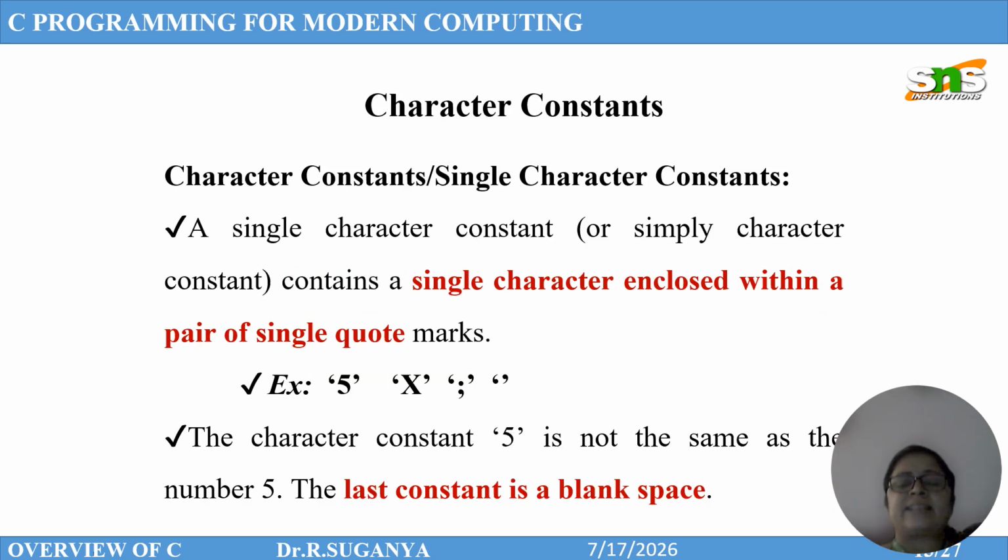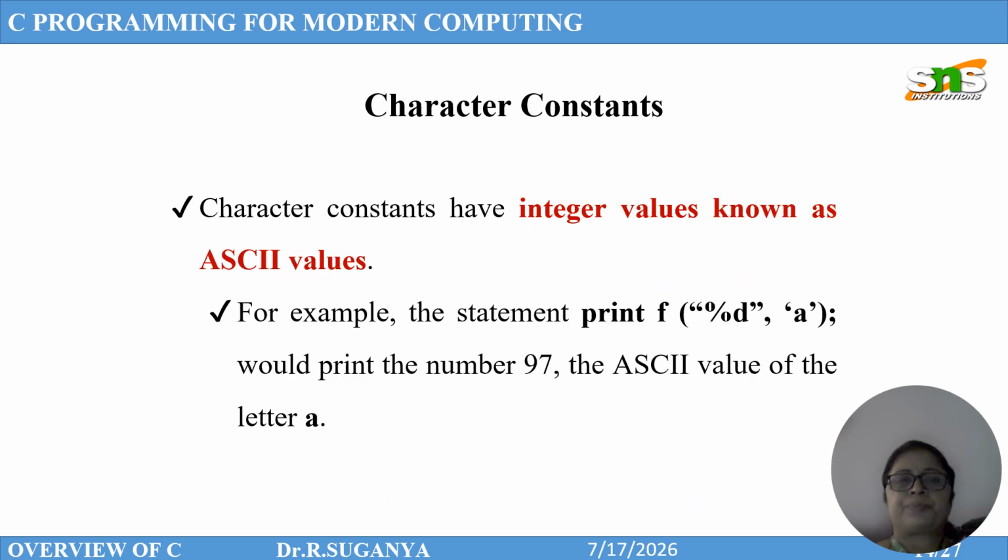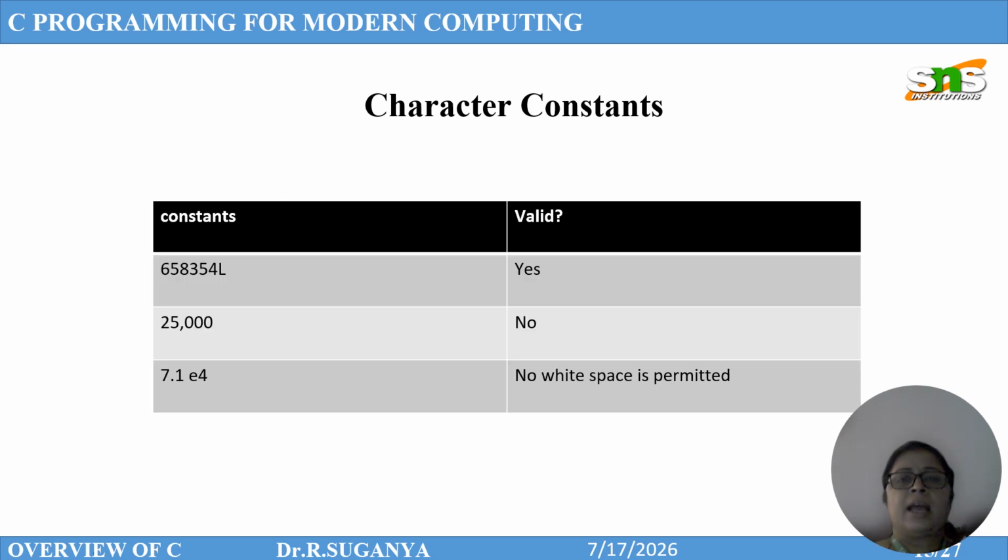Next is the character constant. A character constant contains a single character enclosed within a pair of single quote marks. Even if an integer is expressed within single quotes, it is said to be a character constant. So it is a character. It can be a semicolon enclosed within single quotation marks. The last constant is a blank space. Character constants have integer values known as ASCII values too. And this is an example for character constants.